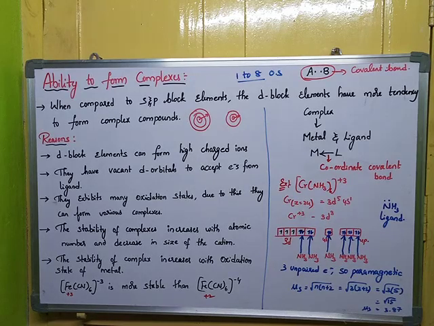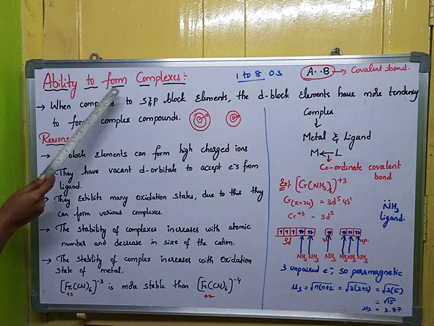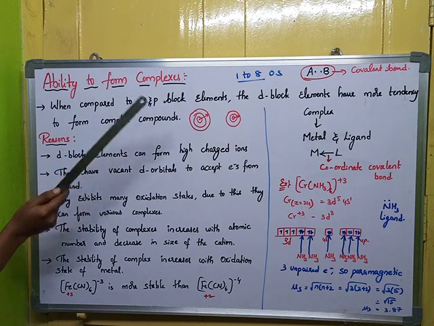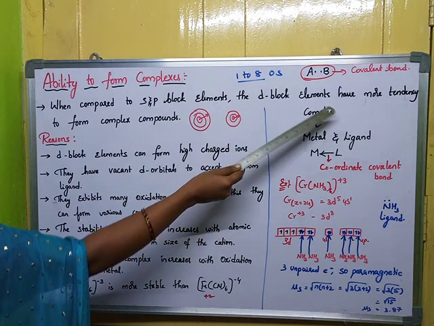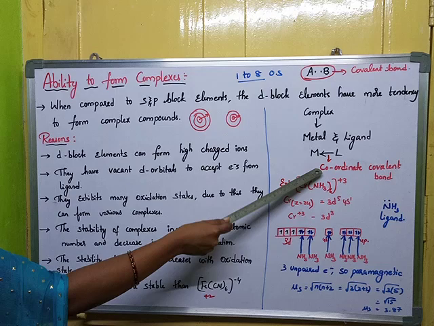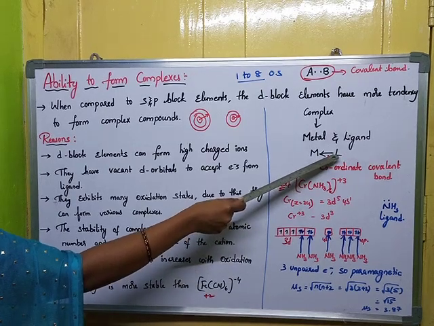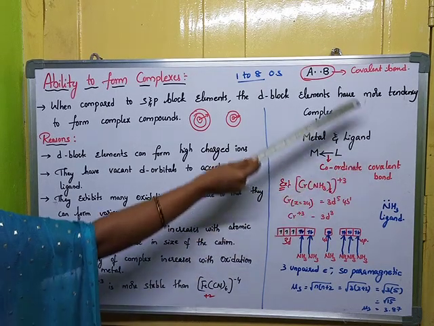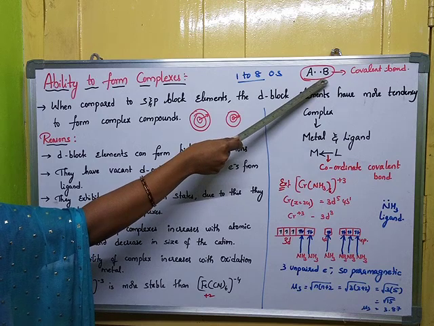Students, today I'll explain one important property of d-block elements, that is the ability to form complexes. Before going to this, we should know what a complex is. A complex is a compound formed by a coordinate covalent bond between a metal and a ligand. Before going to the coordinate covalent bond, you should know what a covalent bond is.